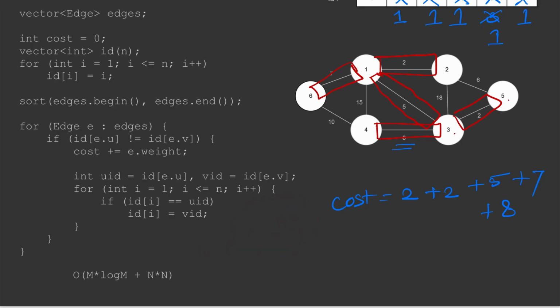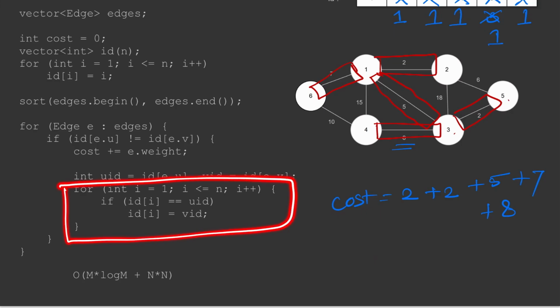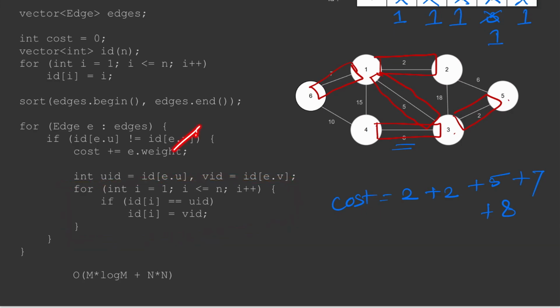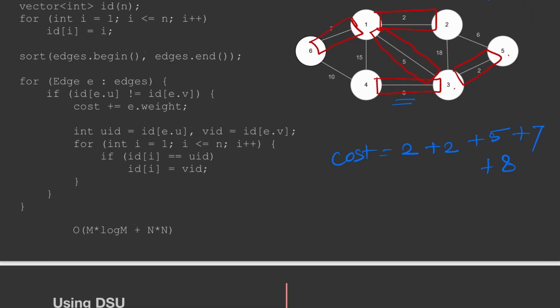And whenever we are selecting, then only we are iterating through this for loop, right? So it will be like n-1 into n. For all the other edges, we are not actually iterating through this entire for loop. We are actually ignoring those edges, right? So this is the time complexity that we have here. M into log m and n into n, that is n square.